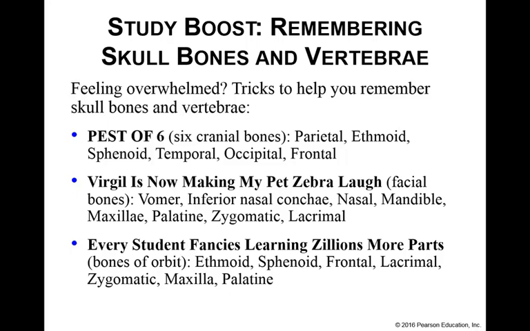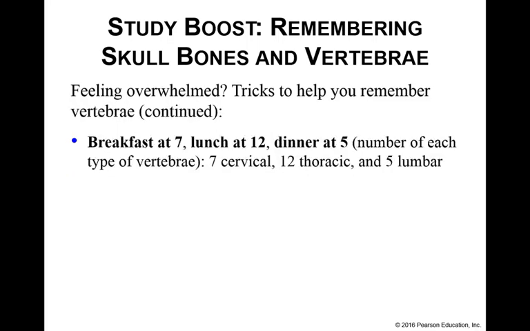All right. Next, you have the facial bones. Virgil is now making my pet zebra laugh. Vomer, inferior nasal conchae, nasal, mandible, maxilla, palatine, zygomatic, and lacrimal. And then you have every student fancies learning zillions more parts, and that's the bones of the orbit, which is the opening: the ethmoid, sphenoid, frontal, lacrimal, zygomatic, maxilla, and palatine. So maybe those little mnemonics can help you remember the different bones and what area they're in.